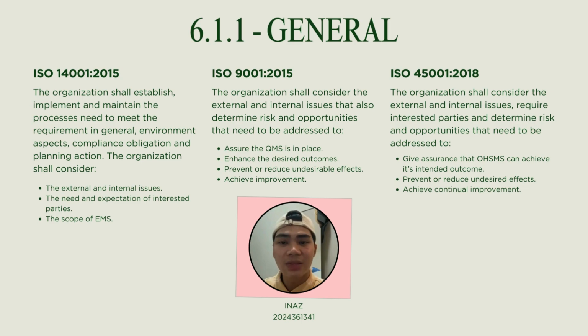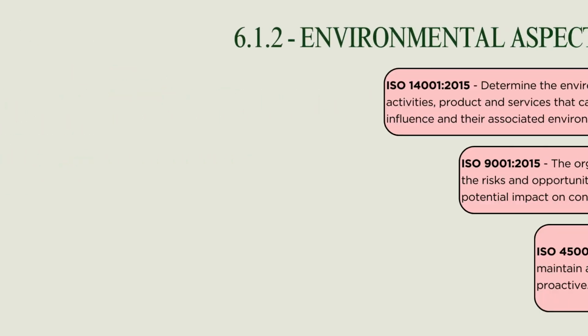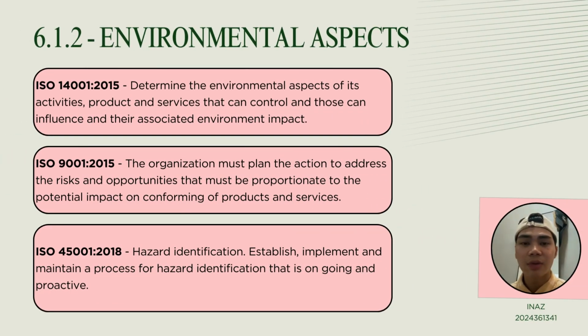First is give assurance that OH&S management system can achieve its intended outcome. Second is prevent or reduce undesired effect. And the third, achieve continual improvement. Environmental aspect. In ISO 14001, determine the environmental aspect of its activity, product and service that it can control and those it can influence and the associated environmental impact.